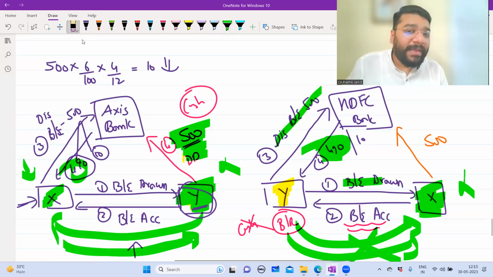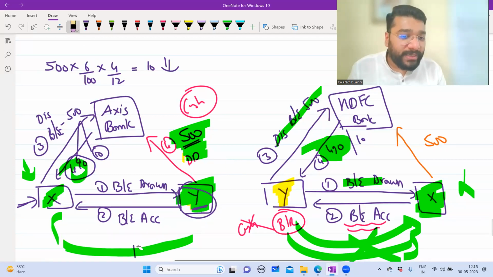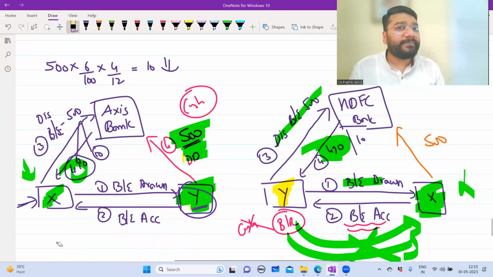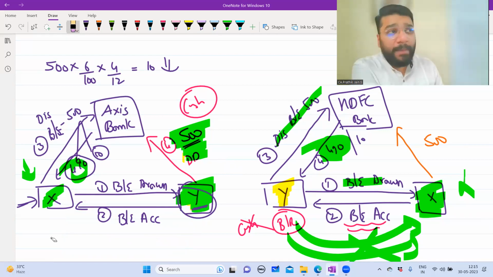This is a bit complicated, but if you understand this in the true sense of what I'm saying, you'll get the pulse. Sir, this case will happen only when X and Y need the same amount? Yes, this case will happen. No, this will happen in other cases also.